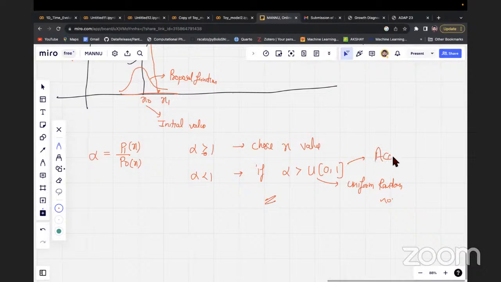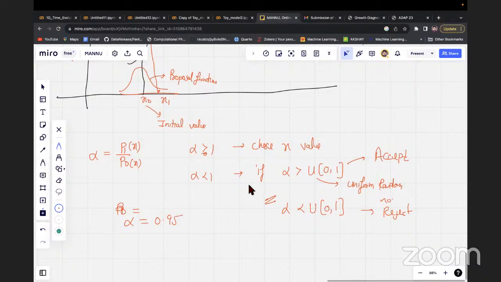You are going to accept it, and if alpha is less than u, a uniform random number between 0 and 1, then you are going to reject it. Let's try to take one case. Let's say this alpha is turning out to be some 0.95. This is going to be very close, because P1 and P0 are not going to be very far. Even if it is going to be less, it's not going to be suddenly very less. So it's going to be very close to one.